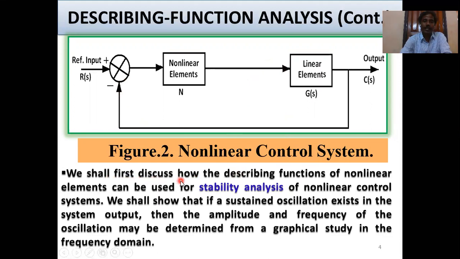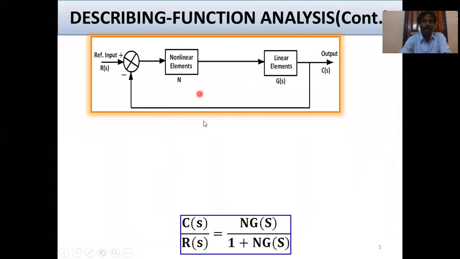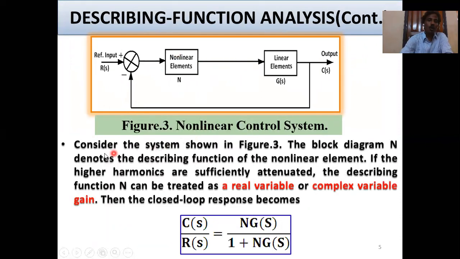We shall first discuss how the describing function of nonlinear elements can be used for stability analysis of nonlinear control systems. We shall show that if sustained oscillation exists in the system output, then the amplitude and frequency of the oscillation may be determined from a graphical study in the frequency domain. Describing function analysis continues. This is also a general block diagram. So consider the system shown in figure 3.